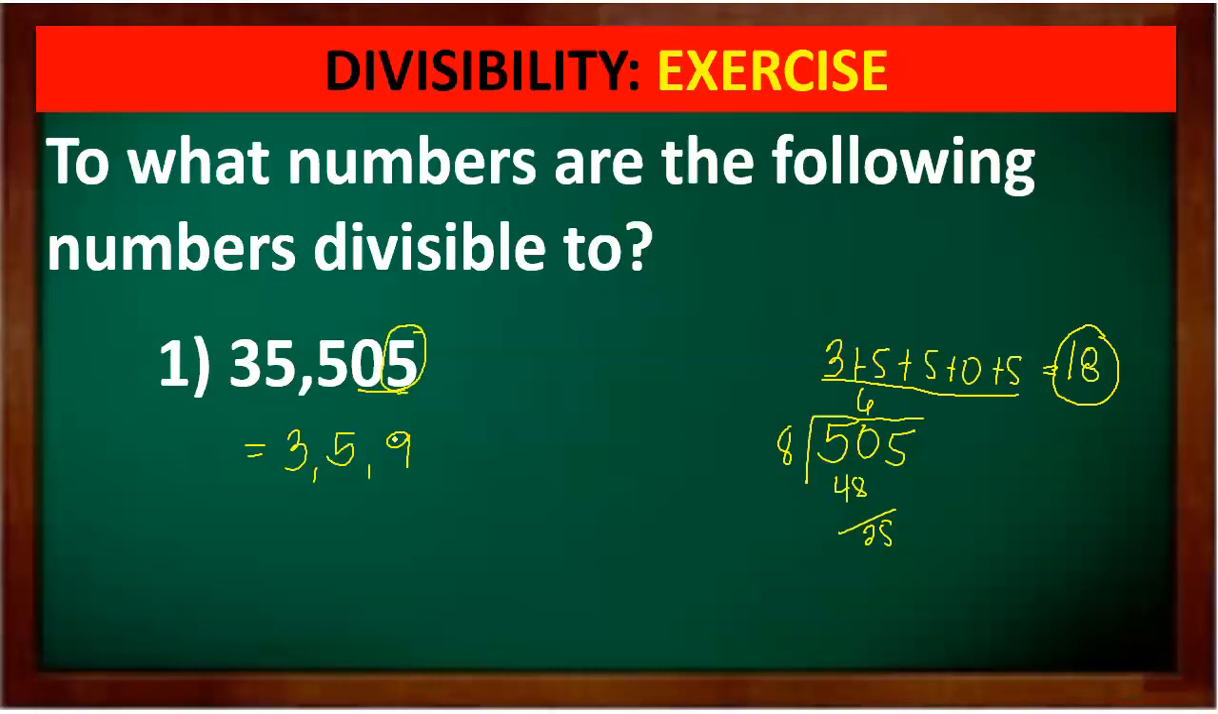Okay, how about 10? So sabi natin sa rule, divisible lang siya by 10 if the number ends in 0. So in this number, it ends in 5. Therefore, it is not divisible by 10. Okay? So very easy, di ba? All you have to do is remember all those divisibility rules. Okay? So next, let's have another example.